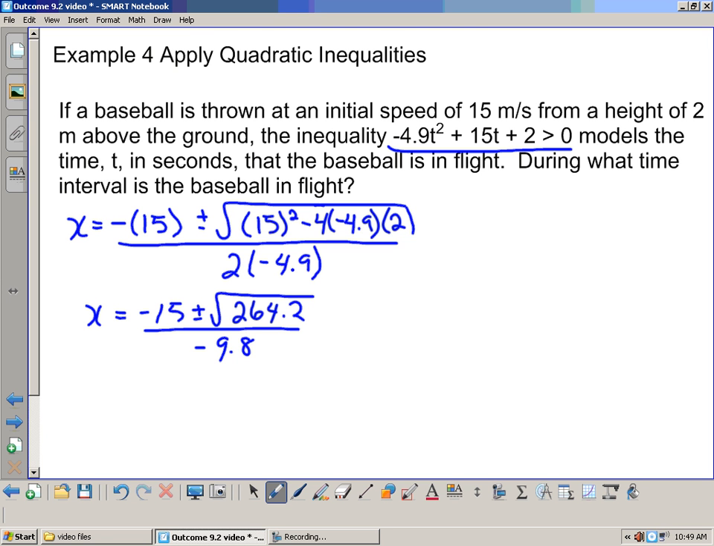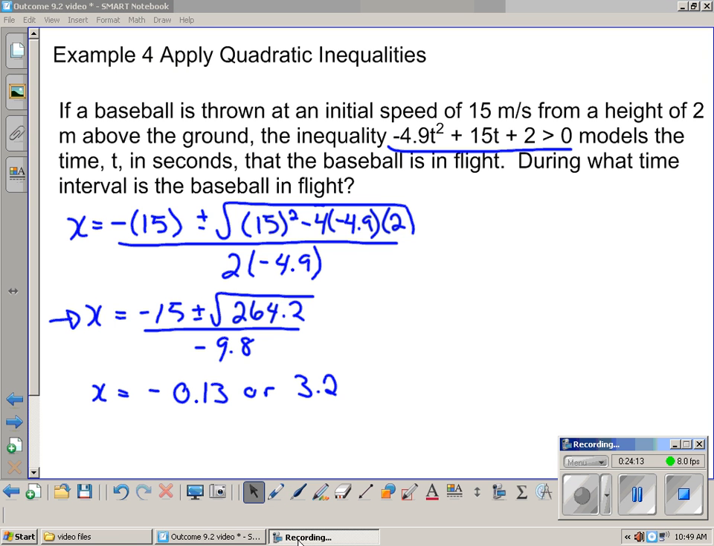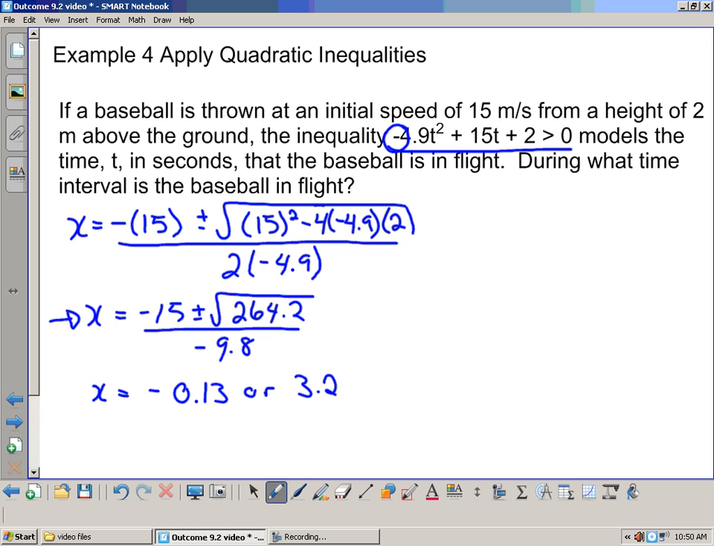Because we already have decimals in our question, we can change these into decimal answers, and so our time can be negative 0.13 or positive 3.2. I got that just by simplifying this and using my calculator to give me the two decimal answers. If we think about what this means in terms of our graph, it has a negative a value, so we know that it's going to open down. We've just found our roots, so if we did a quick sketch, it crosses the x-axis over here at negative 0.13, and over here at positive 3.2, and it opens down. So it would be shaped something like this.